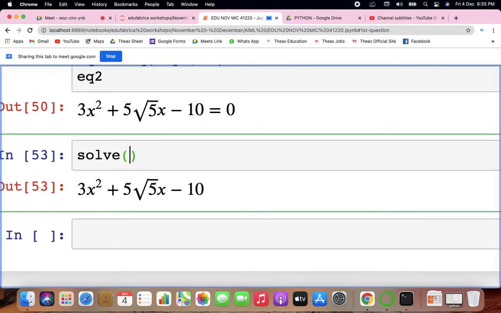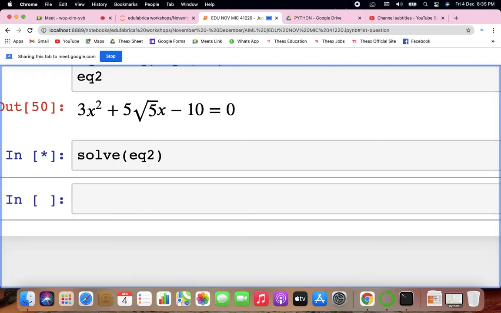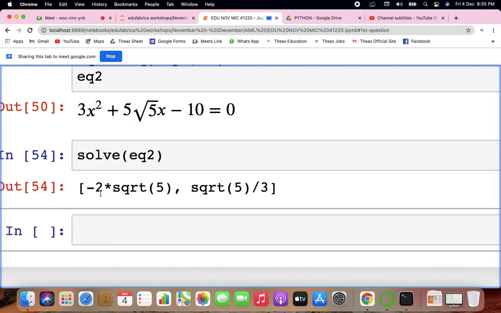So solve the equation 2, and you get the results: minus 2 root 5, and root 5 by 3. These are the answers. That's it.